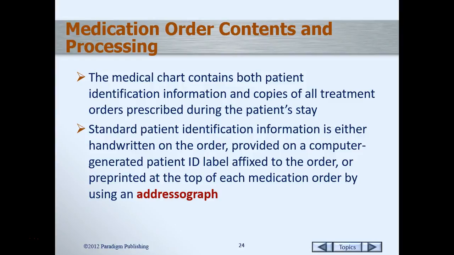So the medical chart will contain both patient information and copies of all the treatment orders prescribed. Of course, these are protected health information. Only people who have a need should be using these charts. If the patient is not under the care of a nurse, it's a neighbor or something like that, the nurse shouldn't be going to check on things. Same with pharmacy.